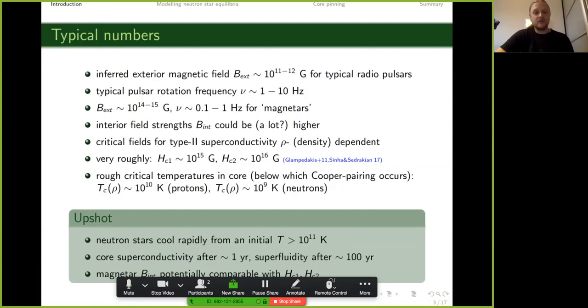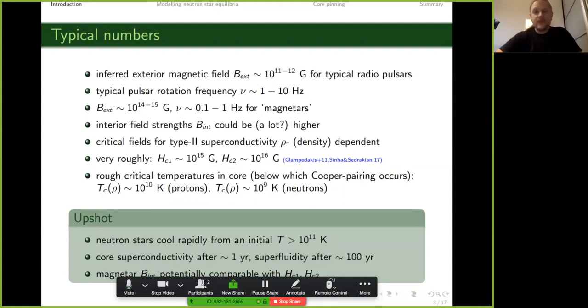And the interesting thing about magnetic field strengths of magnetars is that they're very much comparable with those two critical fields. So it's quite possible that you could have in a magnetar some regions which are superconducting and some regions which are not, or indeed, if the field strength is high enough in the interior, that superconductivity is completely destroyed. And I'll come back to that at the end.